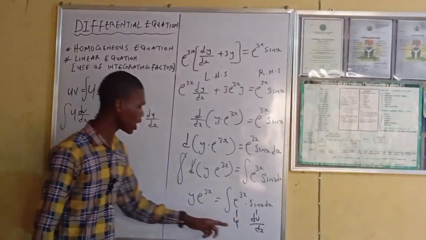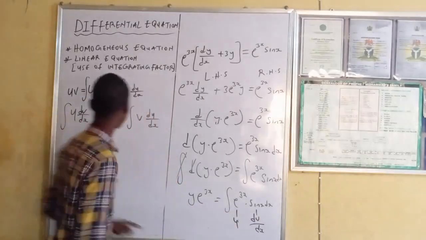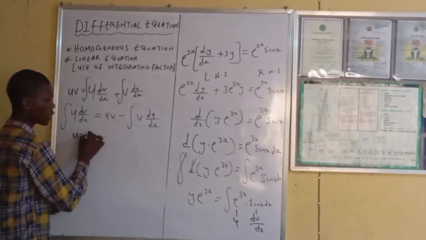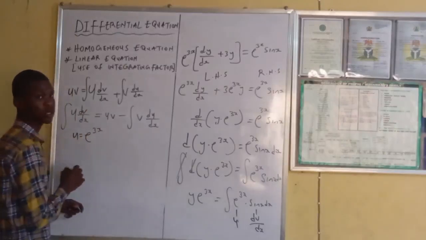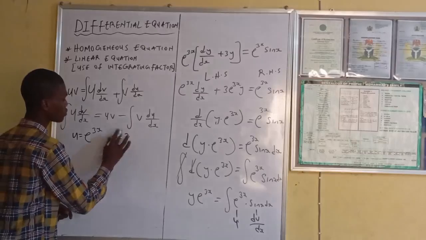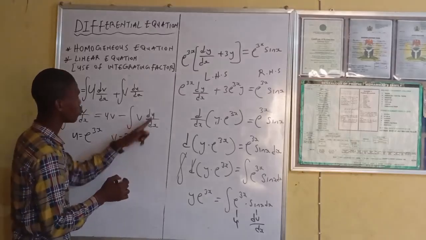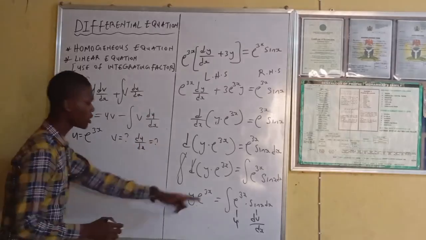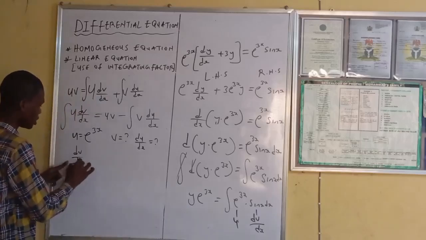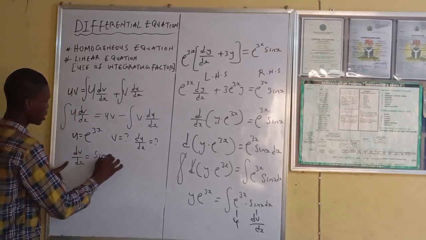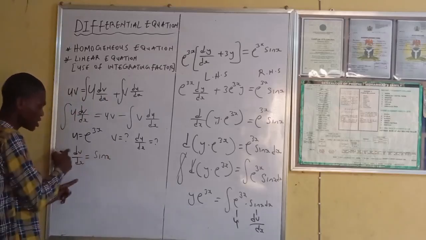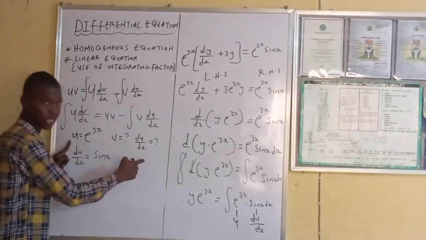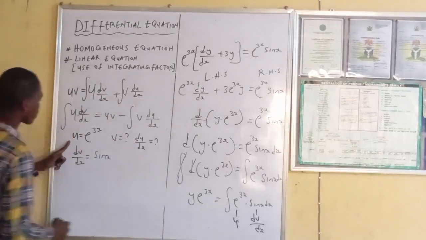Okay, from here we already know that this is my u and this is my dv over dx. Using this formula, I need u. u is what? Exponential 3x. What's v? v is unknown. What's du over dx? du over dx is unknown. But I'm given dv over dx to be sine x, meaning I can get v. By the time I integrate dv over dx, I can get v. By the time I differentiate u, I can get du over dx. That's the meaning.